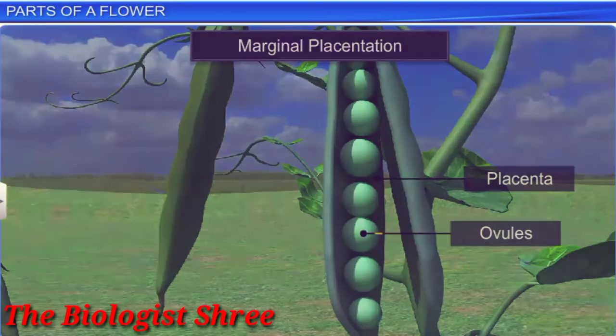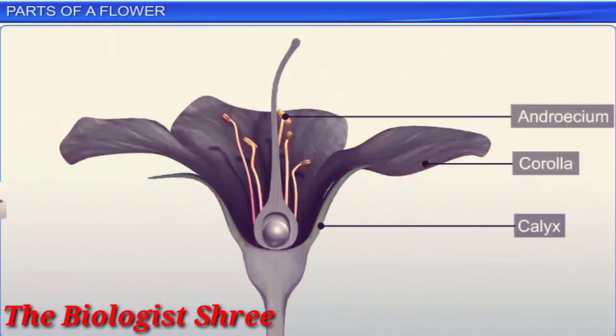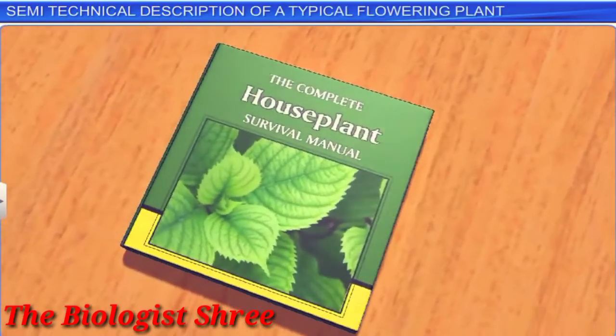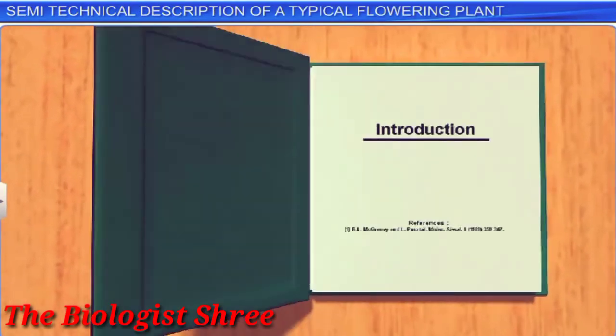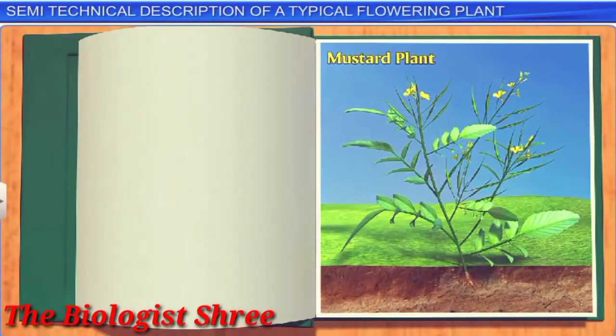The calyx, corolla, androecium, and gynoecium are the 4 whorls of a flower. The calyx and the corolla are the accessory whorls, while the androecium and the gynoecium are the reproductive organs. Technical descriptions of plants are very useful in the study of floral morphology and help taxonomists in the easy identification and classification of plants.